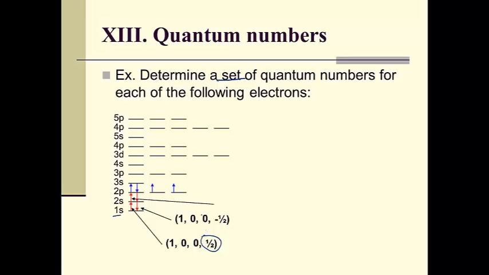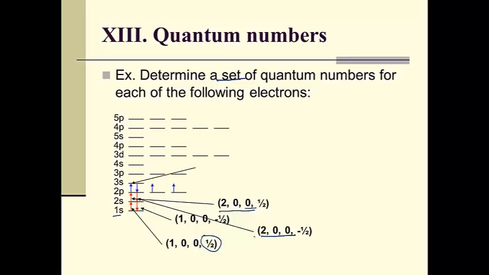Next one there. Energy level 2. It's also an s orbital, so it's 0. Only one possible value, 0. And upspin, so plus 1/2. That one there, 2, 0, 0, negative 1/2. Notice, if the electrons are in the same orbital, the first 3 numbers have to be exactly the same.